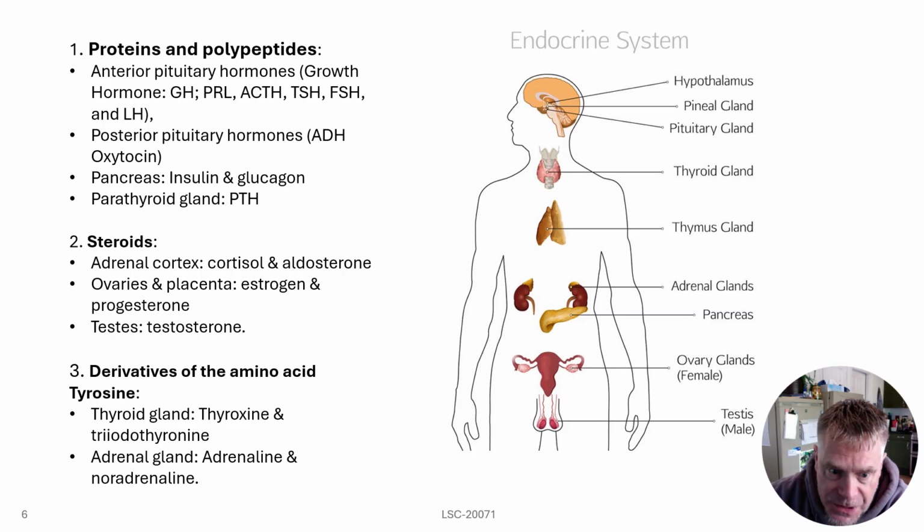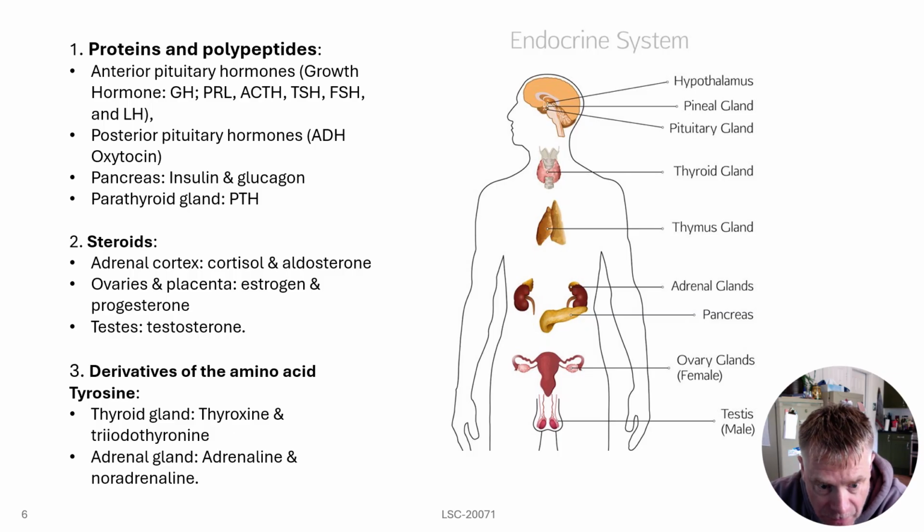Secondly, we've got steroid hormones, and these are produced in the adrenal cortex, in the ovaries and placenta, and in the testes that are making testosterone. Got the ovaries and placenta, which are making estrogen and progesterone. So these are some sex hormones which we've got there.